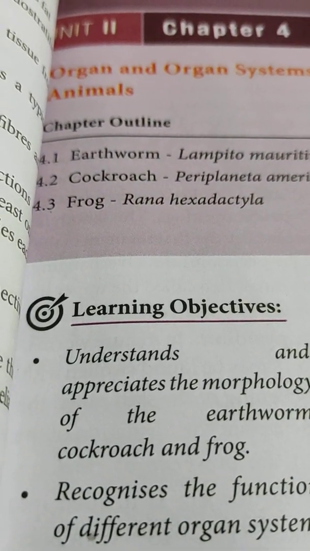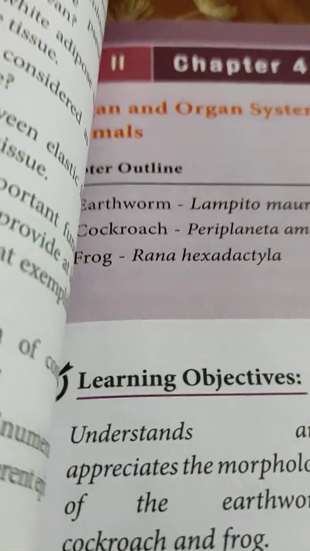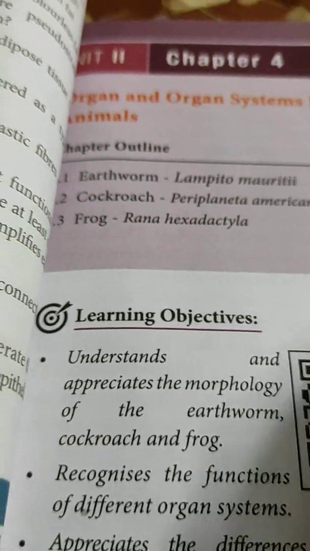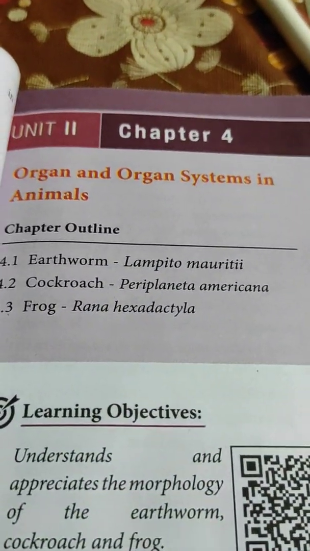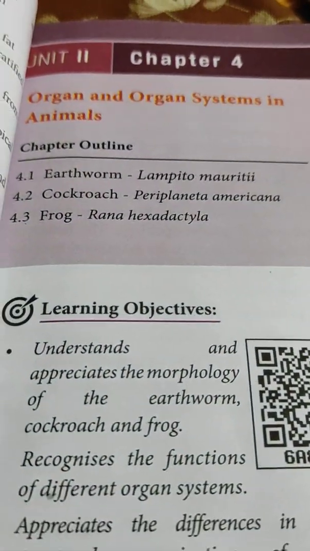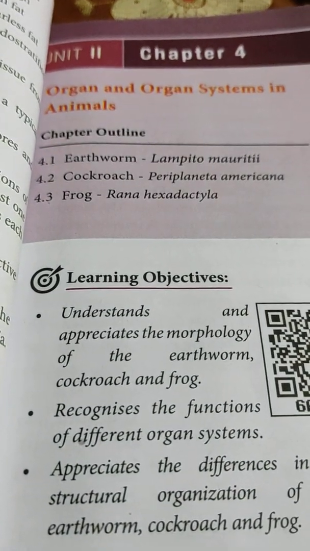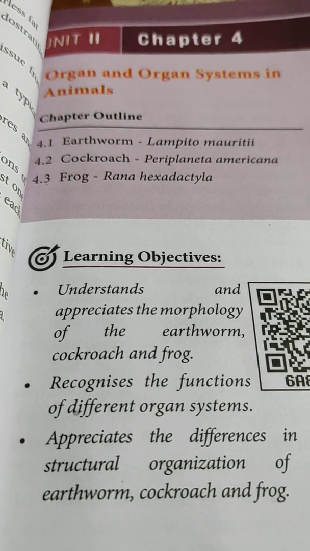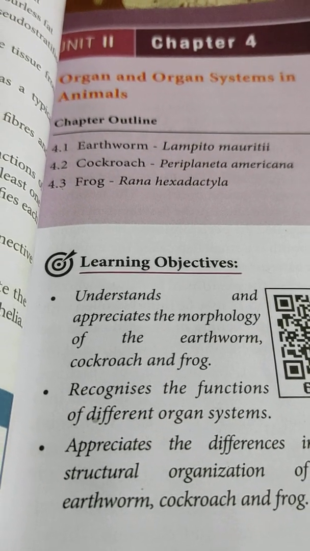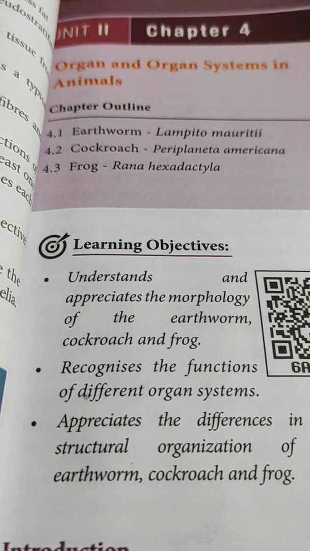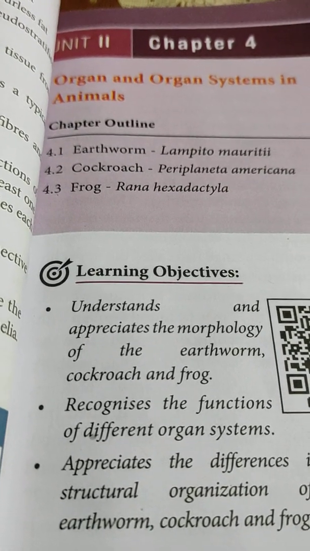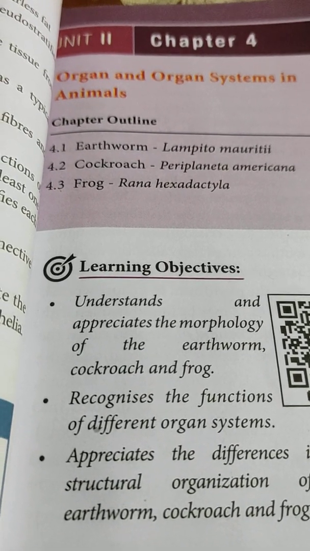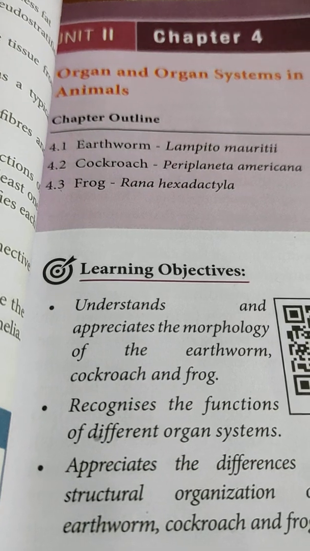Good morning, children. Now we are going to start chapter number 4 in zoology, and the name of the chapter is Organ and Organ Systems in Animals. In this chapter we will be discussing vertebrate and invertebrate animals. That means mostly we are talking about the metazoans, whose body is made up of so many cells. And in multicellular organisms we have seen their body is made up of different organs and organ systems.